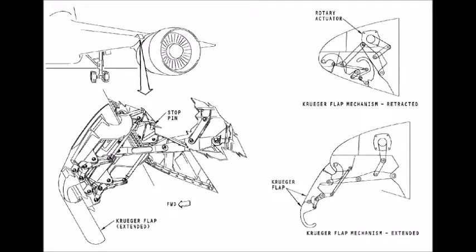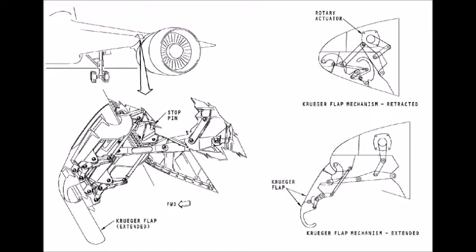The purpose of the Krueger flap is as a lift enhancement device that may be fitted to the leading edge of an aircraft wing. The location of the Krueger flap is in the fixed leading edge of the wing between the engine and the inboard slat. Remove the access panel on the upper side of the wing to get access.